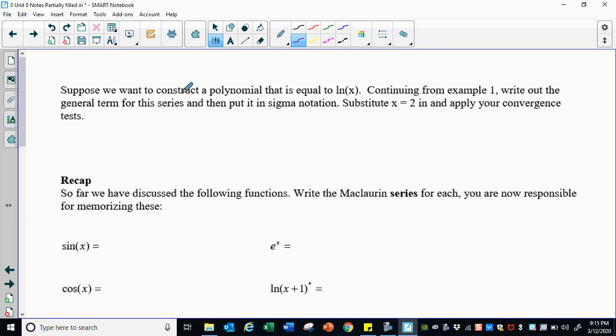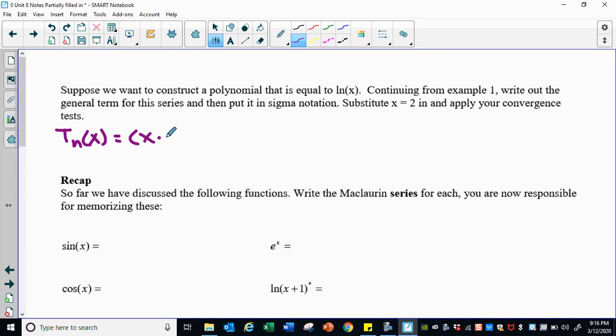Okay, so it says, suppose you want to construct a polynomial that's equal to natural log of x, and we centered, on the other page, we centered natural log of x at 1, I believe. So we're going to find the general term, and then we're going to figure out what's going to happen when x equals 2 in our series. So let's, I guess from memory, this was our nth degree polynomial.